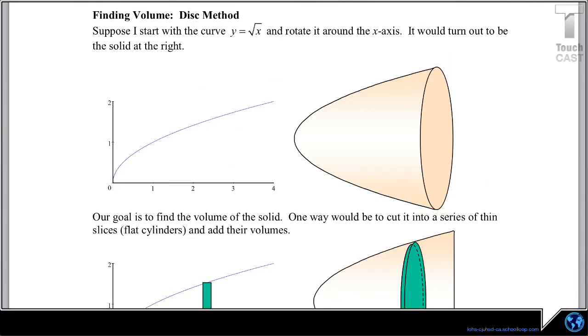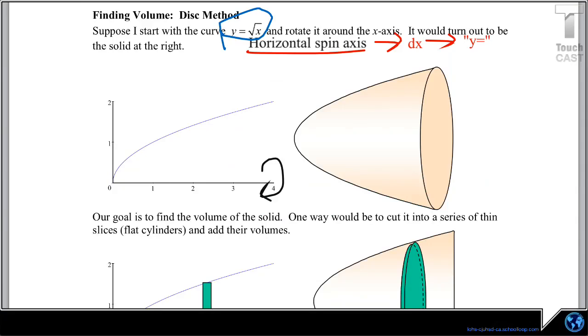So some important things to keep in mind is what our spin axis looks like. So in this particular case, we have a horizontal spin axis, which tells us that we want to integrate with respect to dx, which means I would like my equations to be in y equals. And I currently have y equals the square root of x and the x-axis, which is y equals 0.